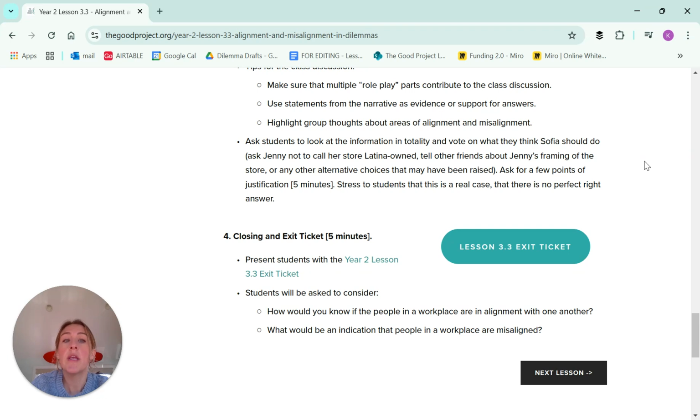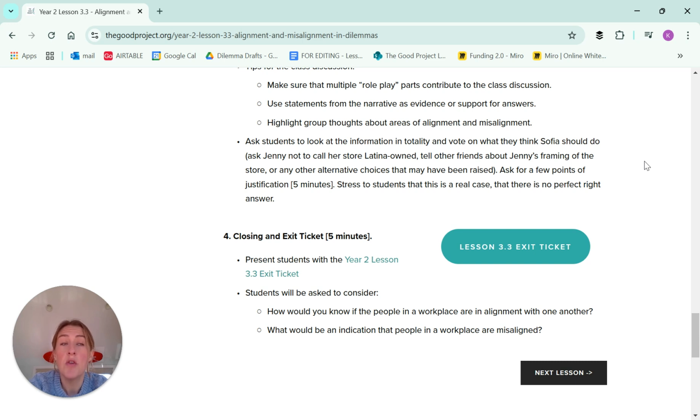You should ask students to look at the information in totality after that discussion and think about what they think Sophia should do. It could be that she asked Jenny not to call her store Latina owned. It could be to tell other friends about Jenny's framing of the store, or any other alternative choices that students might come up with. They might have their own different creative avenues for how they think Sophia should behave in this situation. You can ask for a few points of justification throughout this, again, asking them to refer back to the narrative and show where they're getting this decision from.